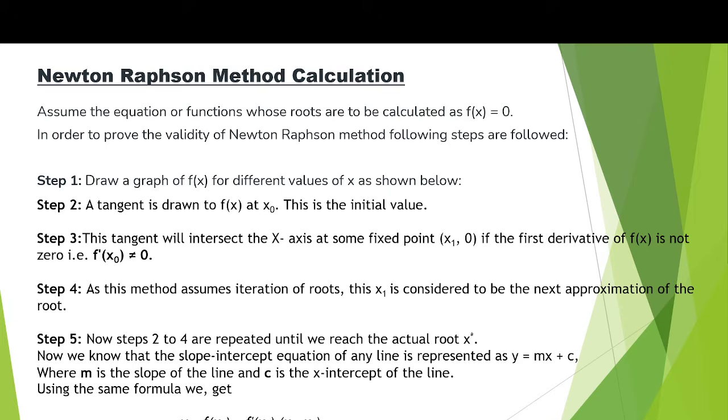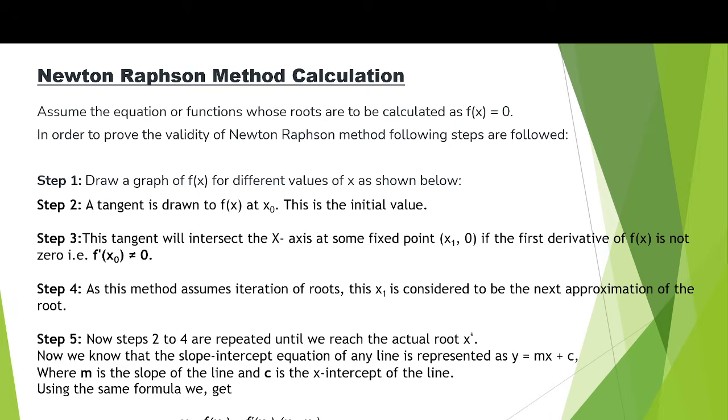In step 3, this tangent will intercept the x-axis at some point (x1, 0) if the first derivative of f(x) is not 0, whereas f'(x0) should not be equal to 0. If this is equal to 0, then the value of x, that means the root, will tend to infinity. In step 4, as this method assumes iteration of roots, this x1 is considered to be the next approximation of the root. In step 5, steps 2 to 4 are repeated until we reach the actual root, say x star.